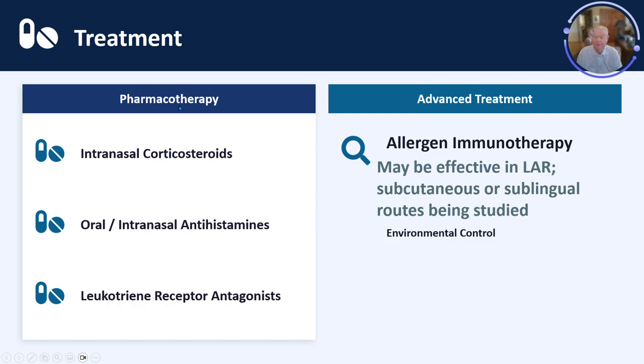Treatment. First is pharmacotherapy: intranasal steroids, oral and/or intranasal antihistamines, leukotriene receptor antagonists. All these can be tried. But if symptoms are not controlled with those medications, allergy immunotherapy might be considered. If you have a good history with the seasonality, maybe with exposure to animals or mold or something else, then subcutaneous or sublingual routes may be studied. And if they have symptoms around animals, environmental control.